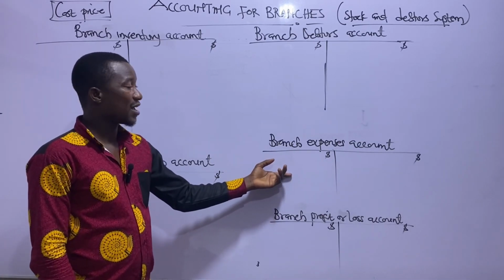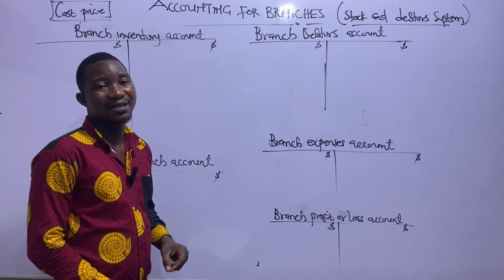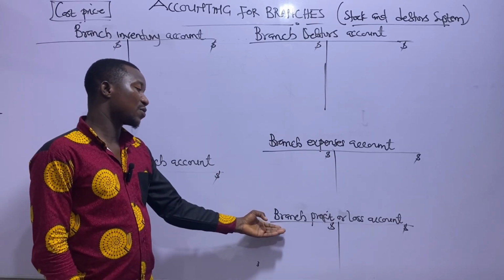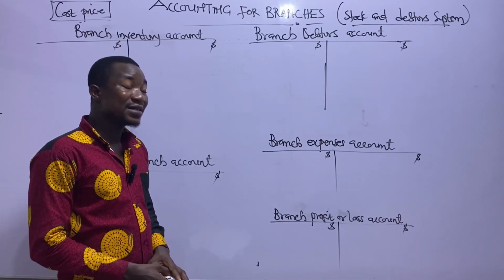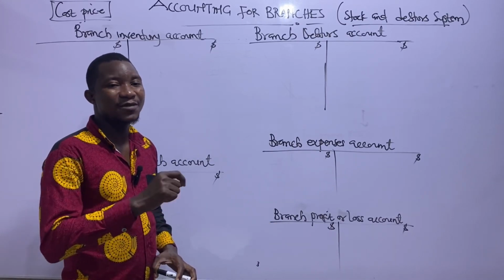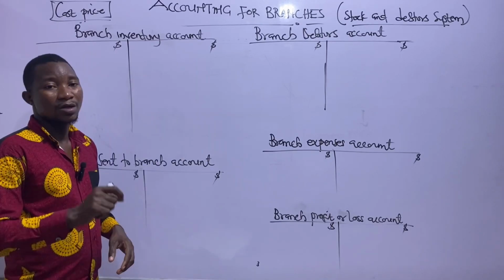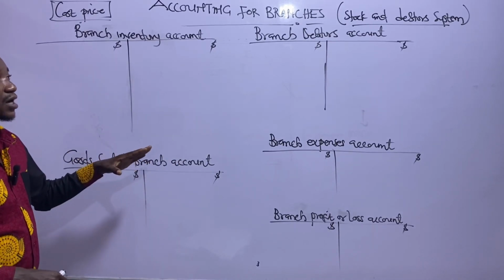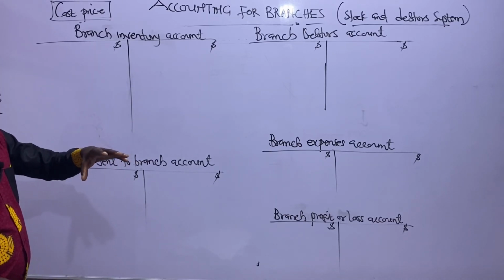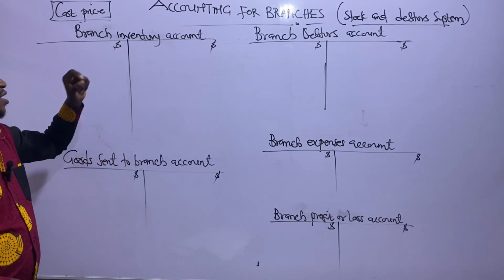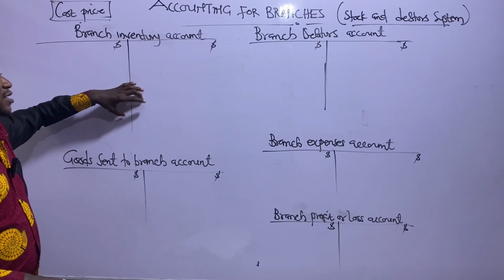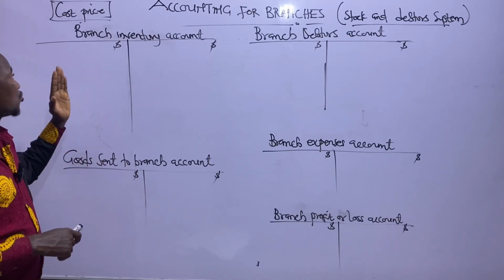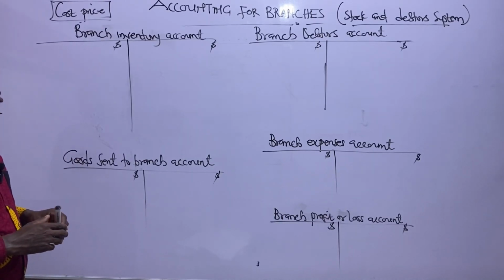And this branch expense account also takes care of all expenses that are incurred during the branch activities. Is that okay? So the branch profit and loss account also is basically prepared in order to determine the net profit or loss on the branch. So now what we have to do is to focus on the double entry that exists between these accounts. Before we look at the double entry, also take note that this branch inventory account also makes sure that the movements in the goods are realized. Is that okay?